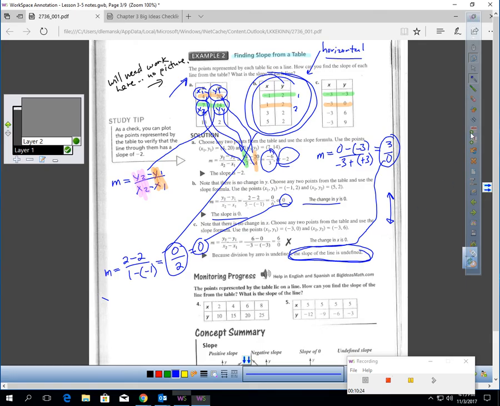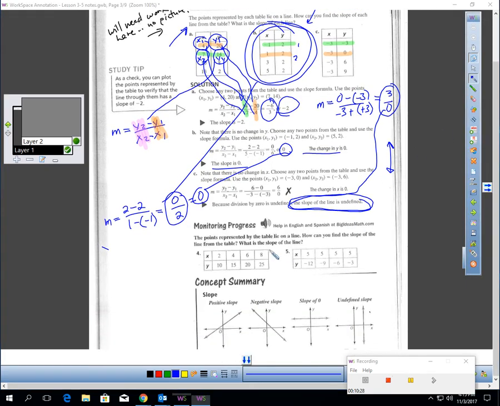What I'd like you to do is pause the video and try these two. Try and get the slope of those two. Pick 2 points, find the slope of those two tables.